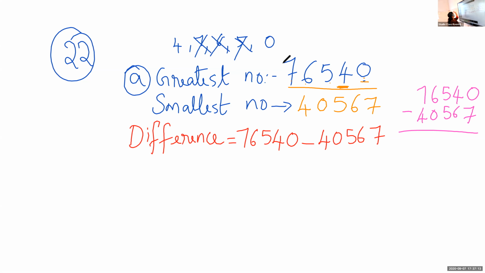Krishnananda, can we do the subtraction together? Yes, Krishnananda, please unmute. Here, can you see the board? Okay. 0 is smaller than 7. So what will I do? Borrow. We will take 1 from 4. Then 10 minus 7. What is 10 minus 7?